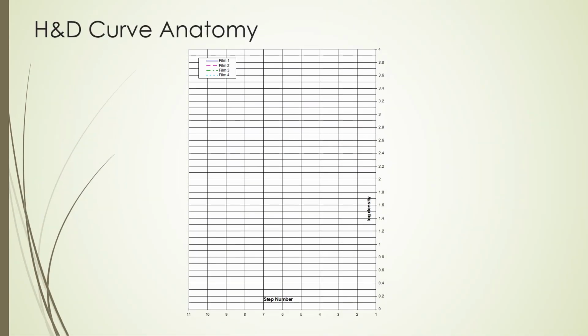The parts of the H&D curve have a definite anatomy, and it's helpful to have a basic knowledge of this anatomy. To begin, let's draw the curve. This is the highest point on the curve. It is called Dmax for maximum density.